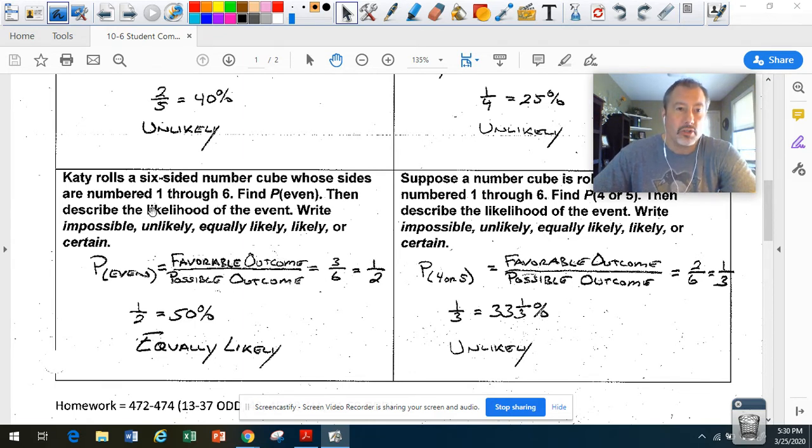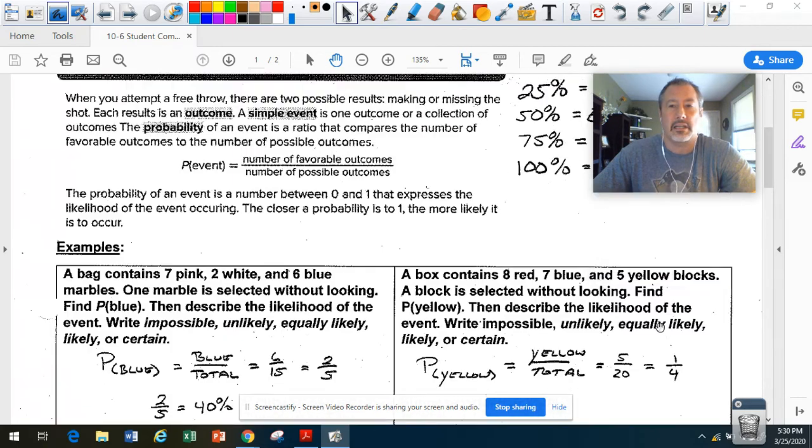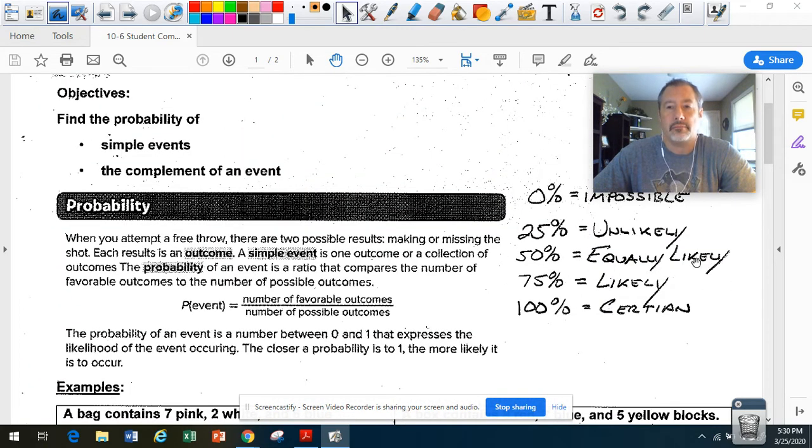Well, we know since it's a 6-sided die that there's a possibility of 6 different outcomes. Now, they want it to be even. Well, let's look and see here. The number 2 is even. The number 4 is even. And the number 6 is even. So there's a total of 3 favorable outcomes there. So that's why it's going to be 3 over 6, which reduces down to 1/2. And 1/2 is equal to 50%. So that is equally likely right here.